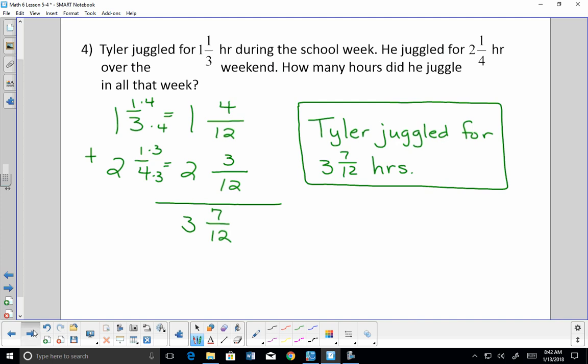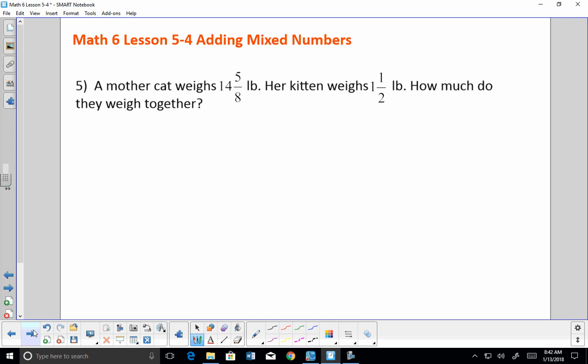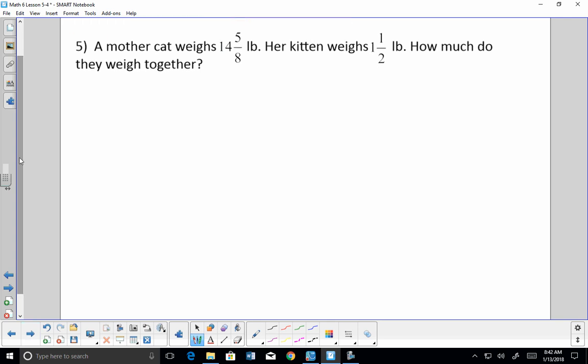A mother cat weighs 14 5/8 pounds. Her kitten weighs 1.5 pounds. How much do they weigh together? This implies addition. So we're going to take 14 5/8, and we're going to add to that 1 1/2.